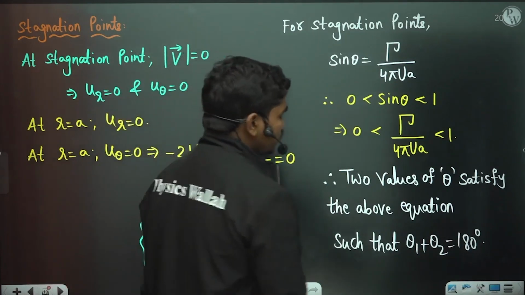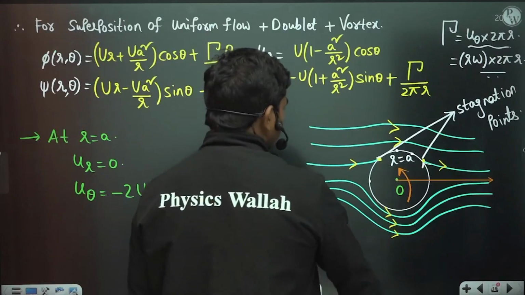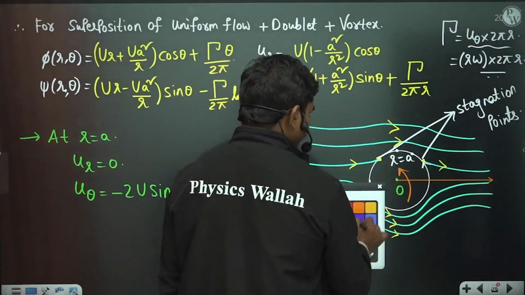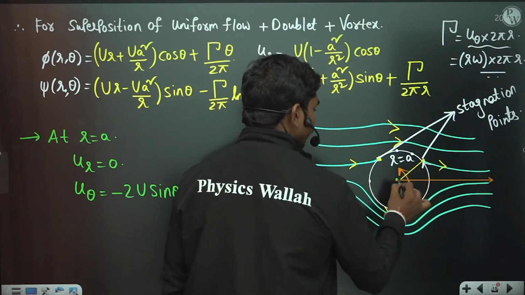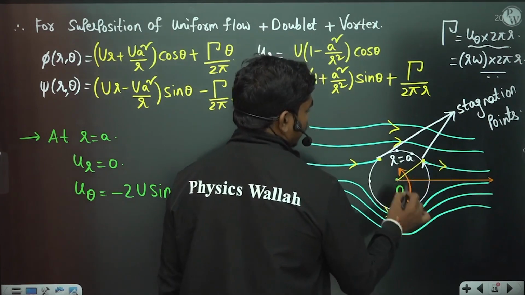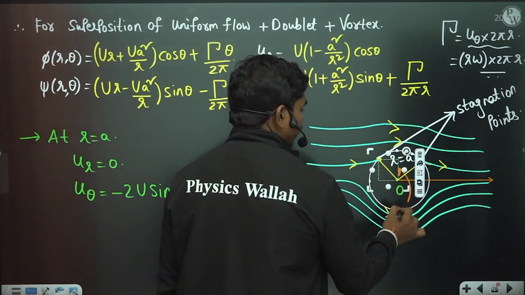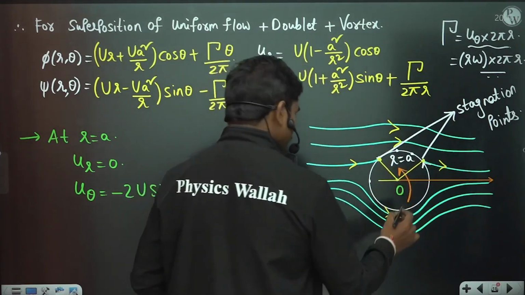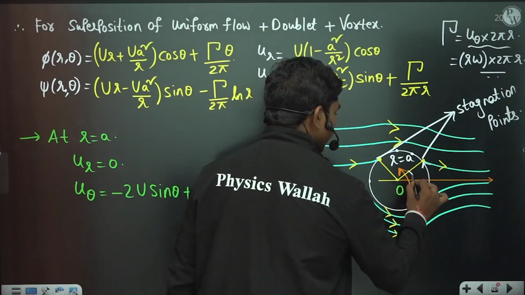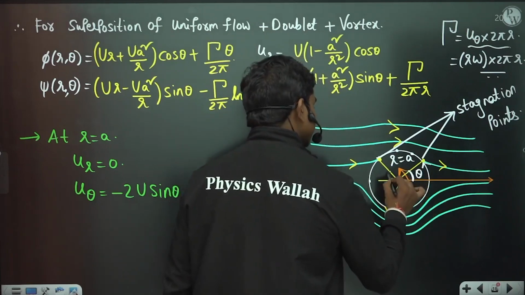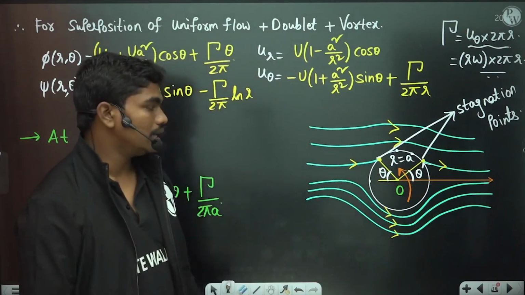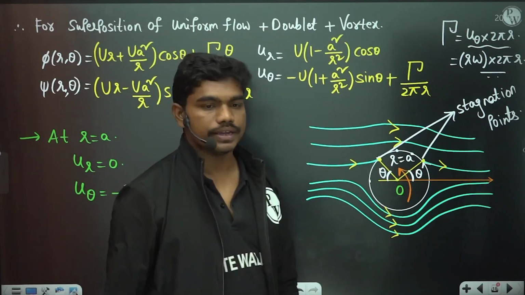Okay, so if you observe, that's why you have two stagnation points in such a way that if, for example, this angle is theta, then this angle is also theta. If this angle is theta, then this angle is also theta again. So that's how you have two stagnation points. Now I want to ask you one thing here.